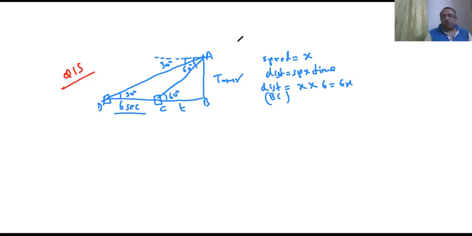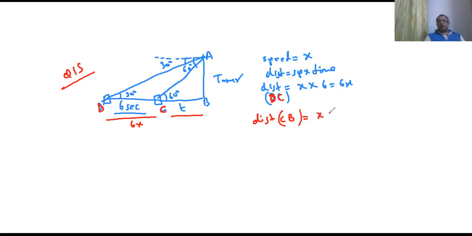And now if you look at the next part, the distance from C to B is over. Now this is the distance from D to C. Okay, DC. This distance is 6x. Speed is x, time is 6. So the distance from D to C is speed into time, x into 6, 6x. So this is DC. Now we are finding out the distance from C to B, this distance. So speed is the same, x, but the time we are not aware of, that is assumed as t. So this distance is xt.